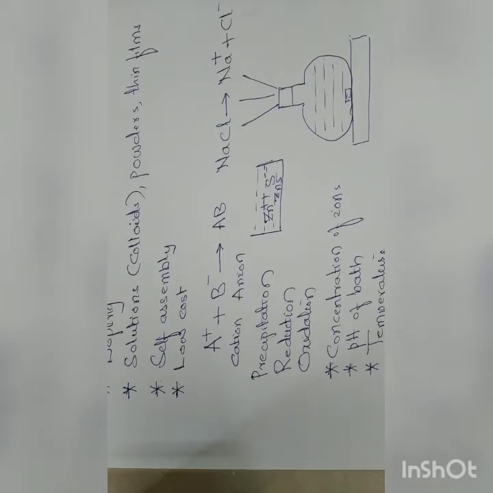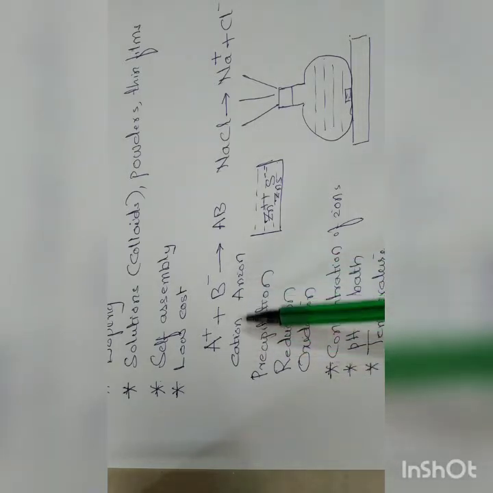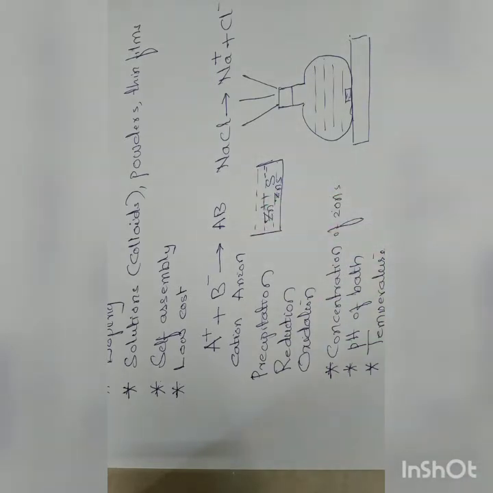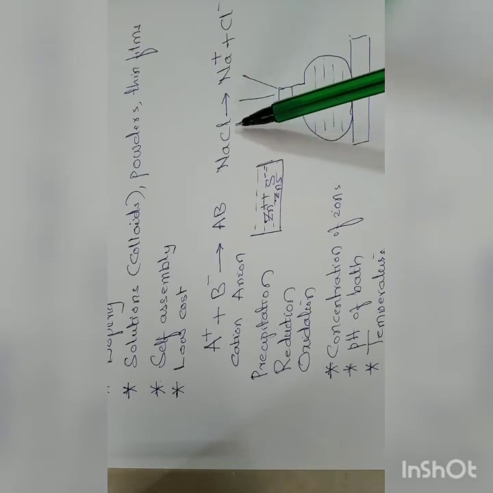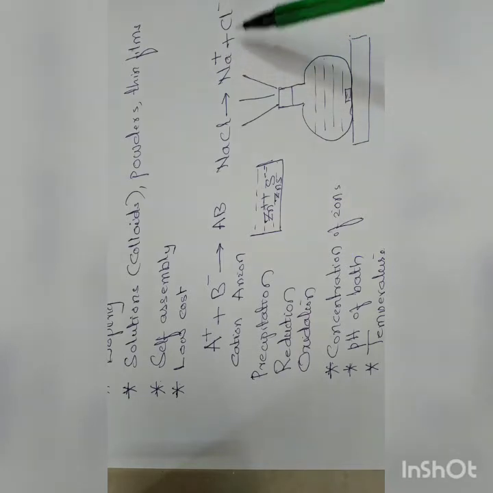If I take a solution which contains cations, and a separate solution which contains anions, and mix them, the moment you mix, they will co-precipitate because of opposite charges. The resulting material is AB. A simple example: sodium plus and chlorine minus give our table salt, sodium chloride. You dissolve that in water, and what you generate is Na plus and Cl minus ions.